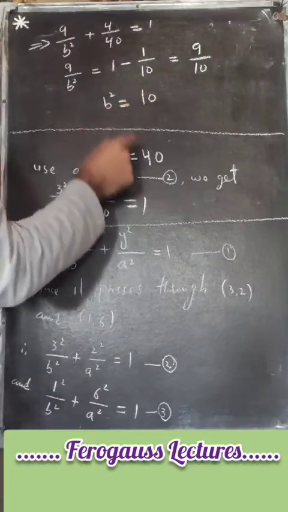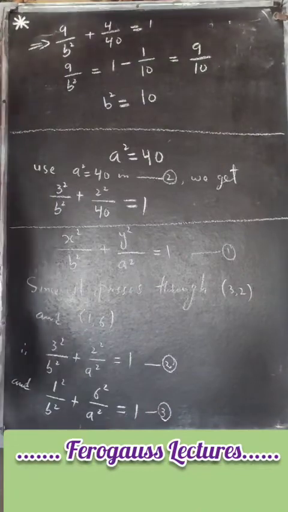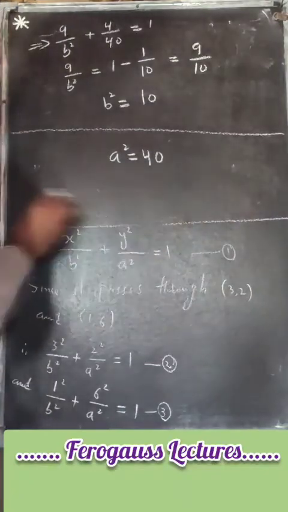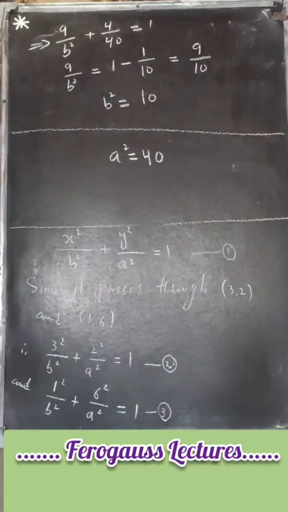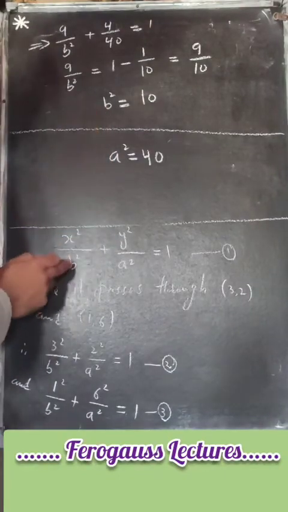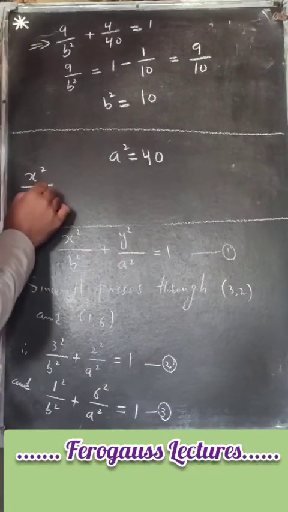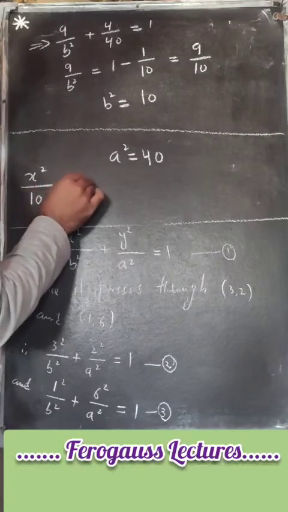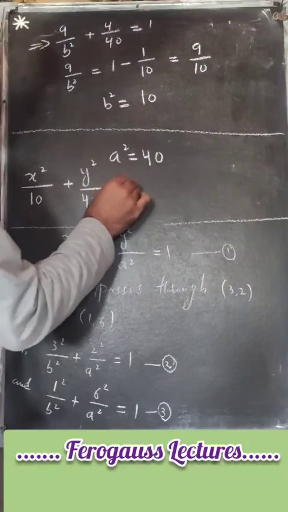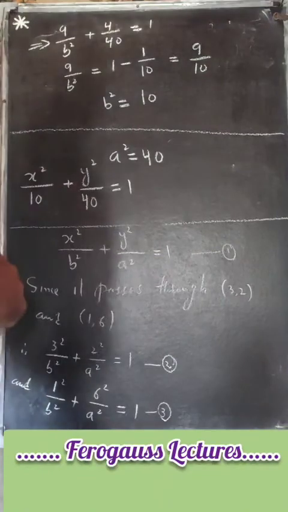We use a square and b square in equation first. Substituting the values of a square and b square in equation first, we get x square divided by b square, which is 10, plus y square divided by a square, which is 40, equal to 1. So that is the equation of the ellipse. And this completes the question.